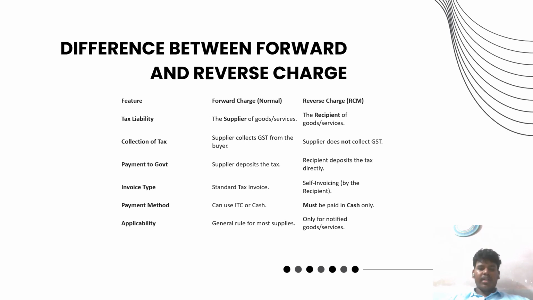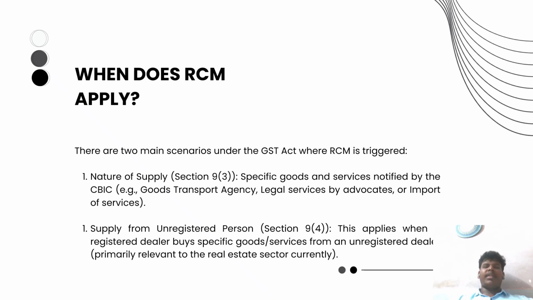Payment method for forward charge is they can either do by cash or by ITC, which is also called input tax credit. And in reverse charge mechanism, it is only paid in cash. Applicability: general rule for most supplies for forward charge and only for notified goods and services in reverse charge mechanism. Moving on, when does reverse charge mechanism apply?